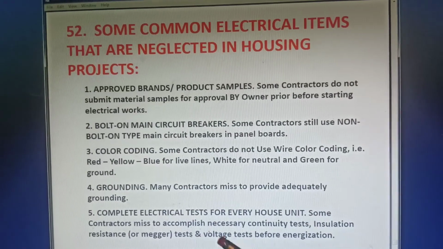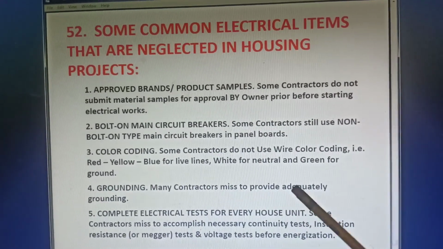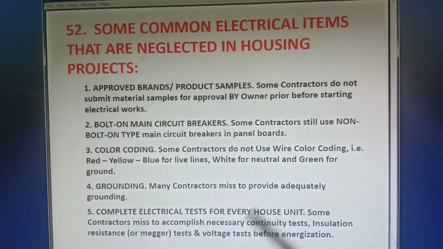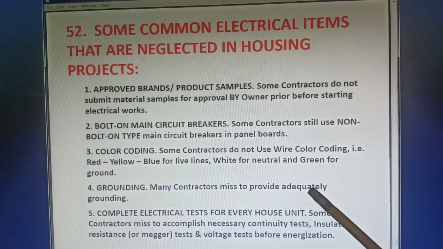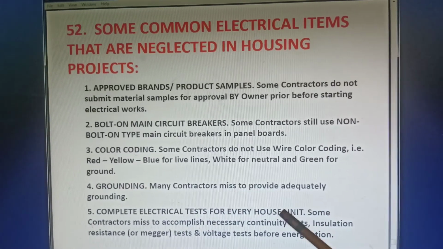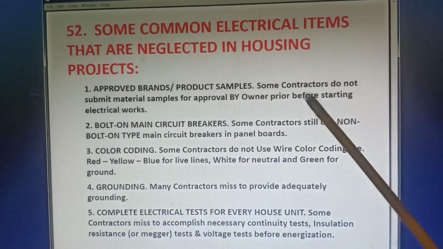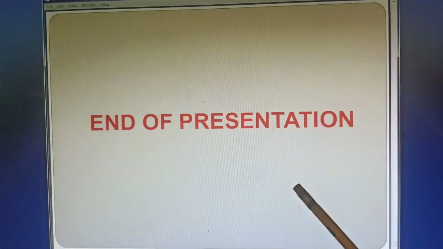So again, we remind those electricians or electrical contractors to adhere to these minimum requirements to make sure that their housing projects would at least be at par with the standards.